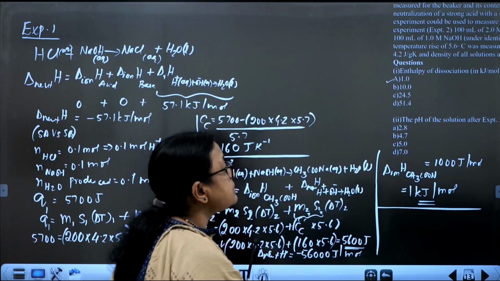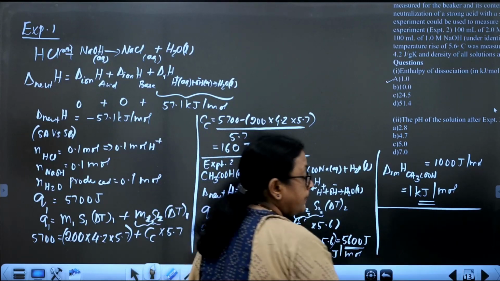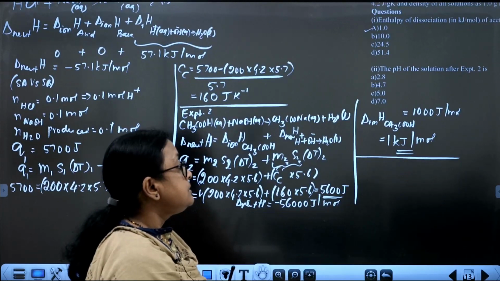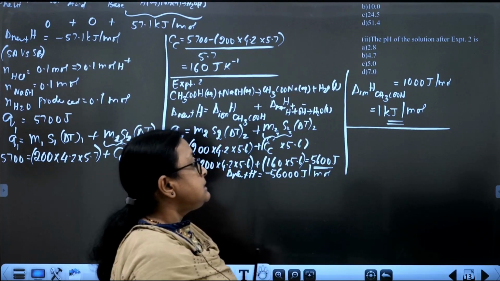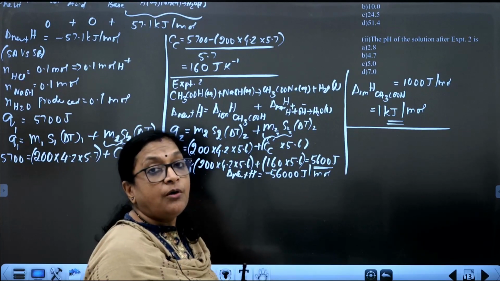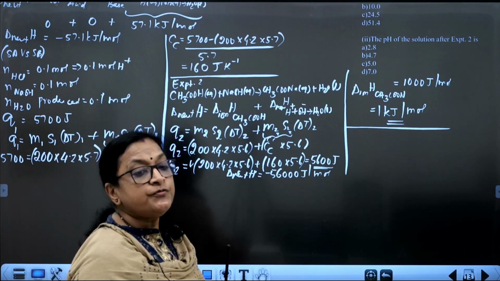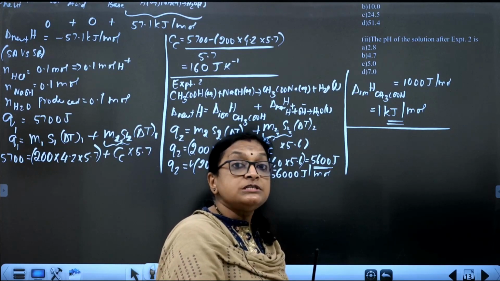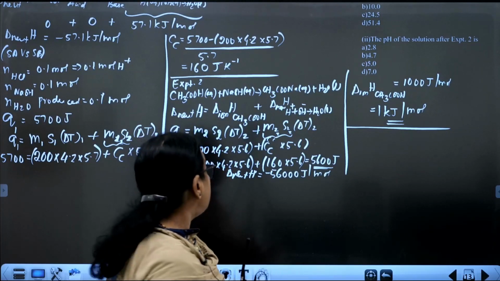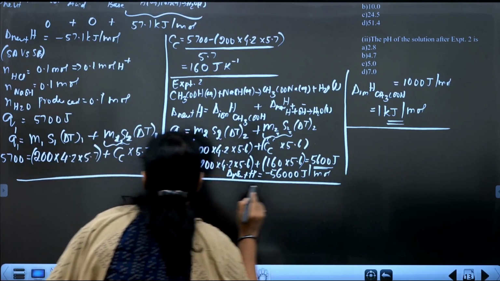Coming to the next part of the question, the second part of the question: what is the pH of the resultant solution? So first let us see what is the concept to be used to find the pH of the solution. To find the pH of the solution, the concept to be used.